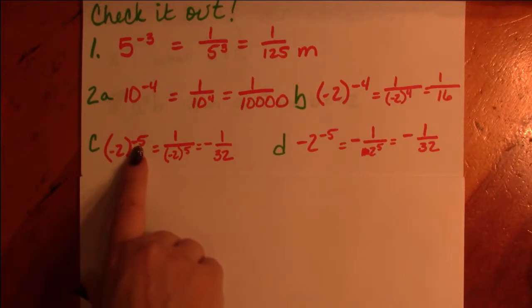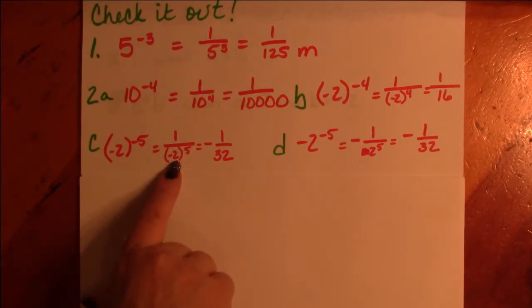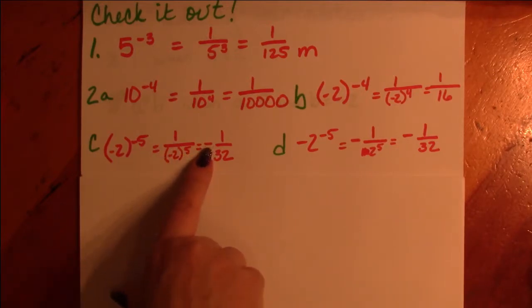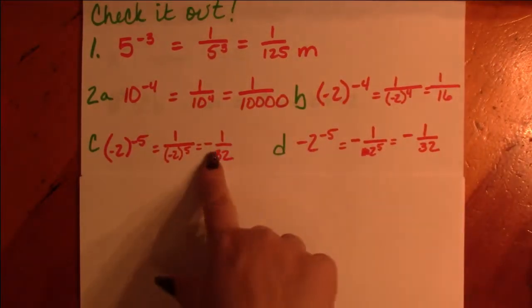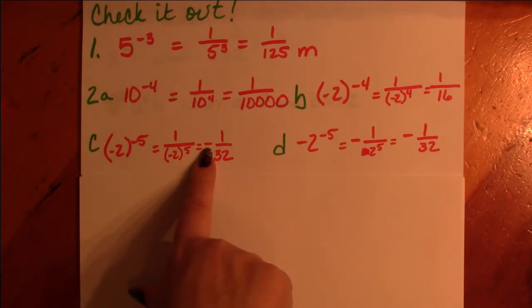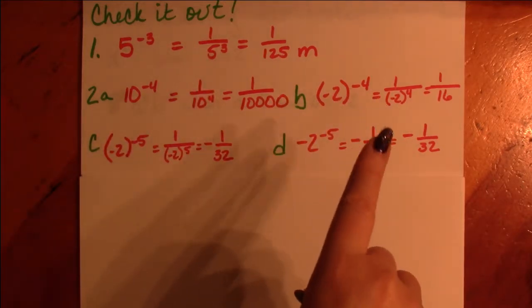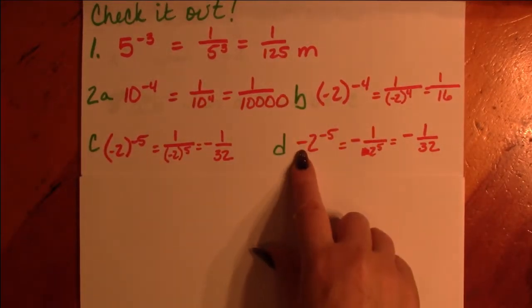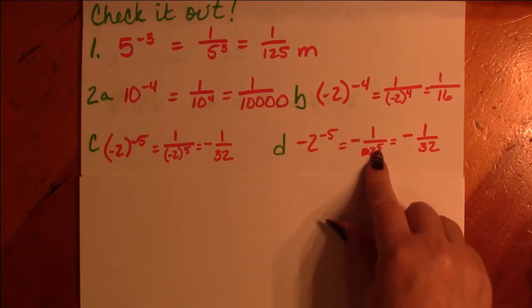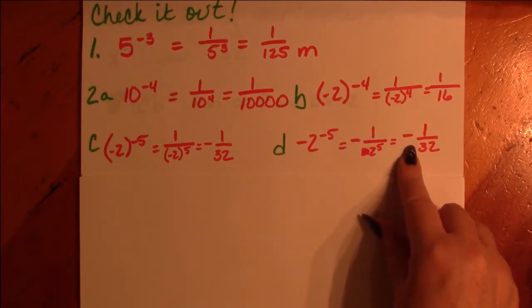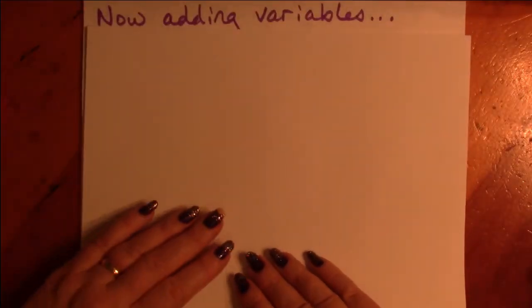C, negative 2 to the negative fifth is 1 over negative 2 to the fifth, which is negative 1 over 32. And if you said 1 over negative 32, that's the same thing. It doesn't matter where that negative sign is, as long as there's only one of them. Negative 2 to the negative fifth is negative 1 over 2 to the fifth, which is also negative 1/32. Okay? Now, what happens when we add variables to this?